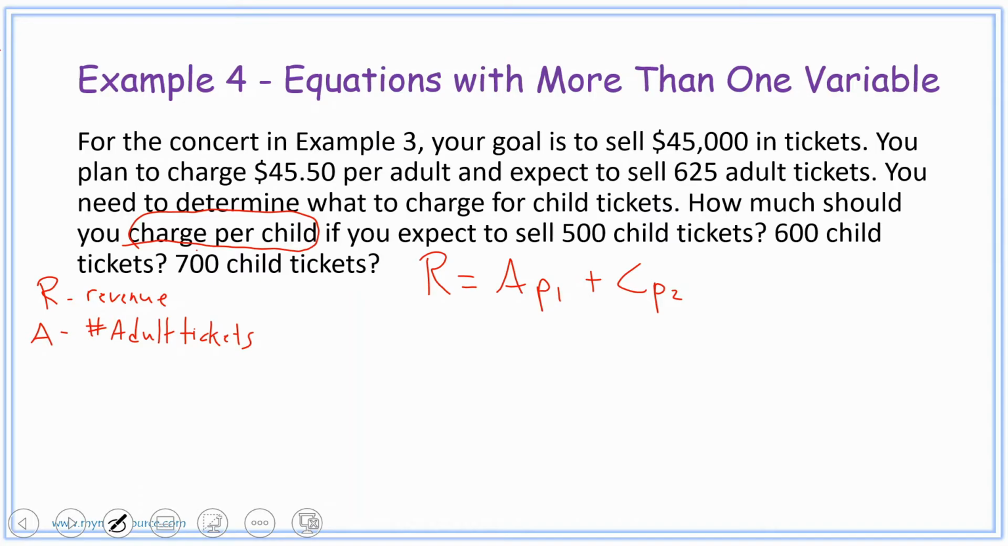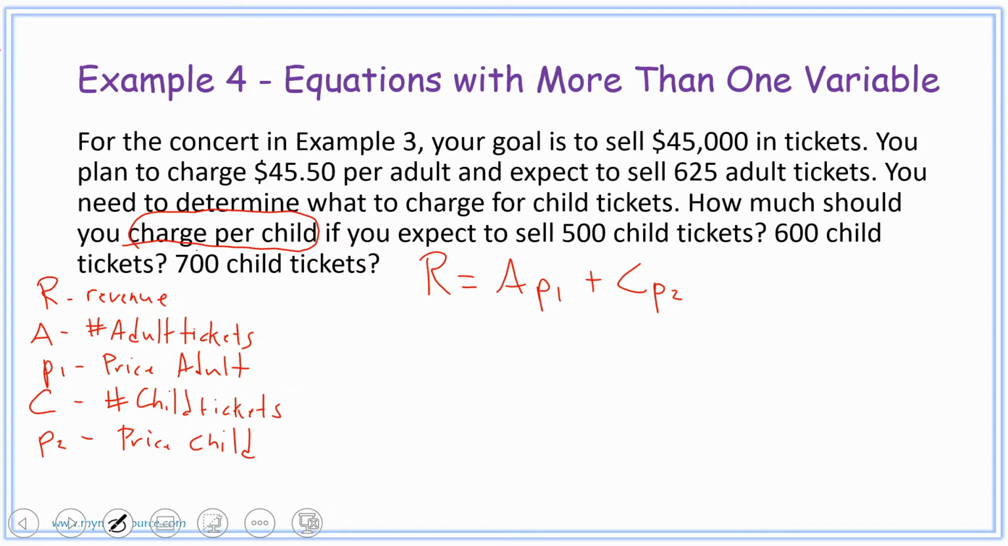What else we have? Our P1 represented the price of the adult. Our big C represented the number of child tickets. And our P2, P sub 2, represented the price of child tickets. And that's what we want to see there. We're looking for how much should we charge. So let's solve for P2.